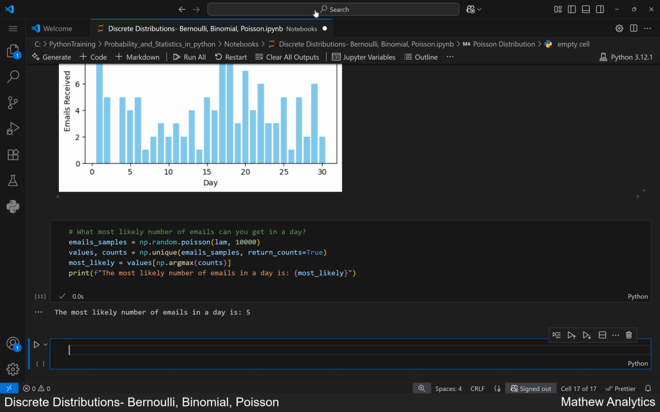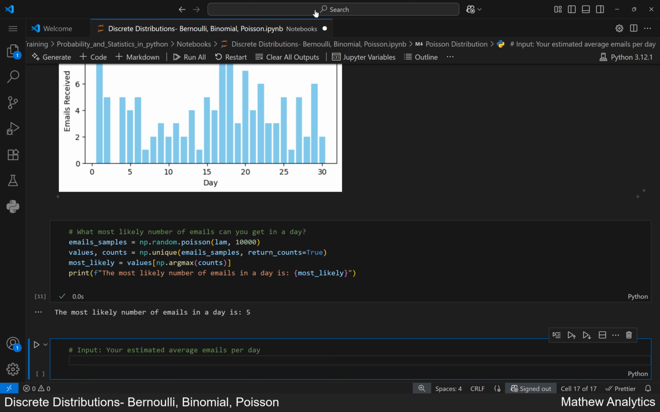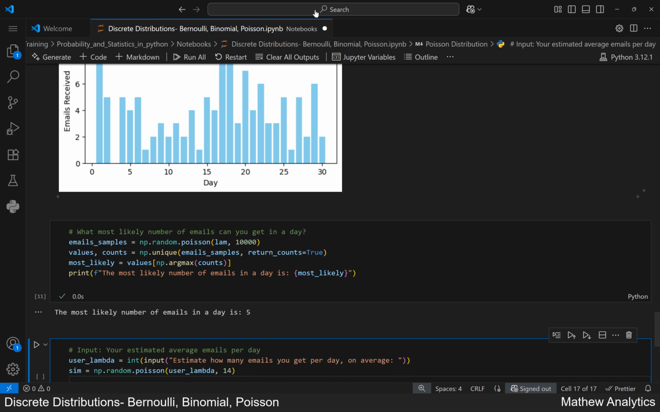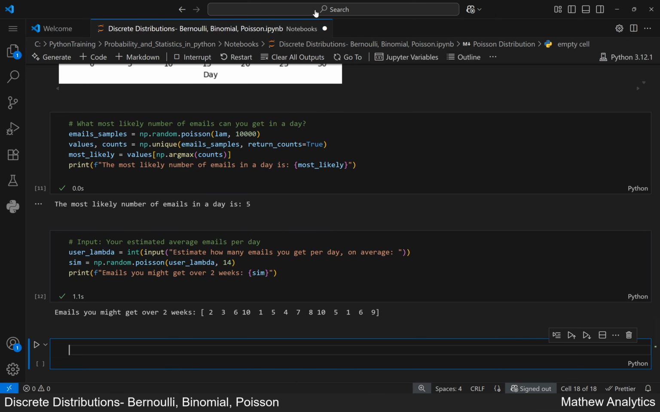Now let us make this personal. Please enter your best guess for your daily email average. We simulate your email counts for the next 2 weeks. You will see the results as a list. Each number stands for a different day. Notice how the results sometimes vary even with the same average. Running the cell now. Want to challenge yourself? Try a new average and see the difference.